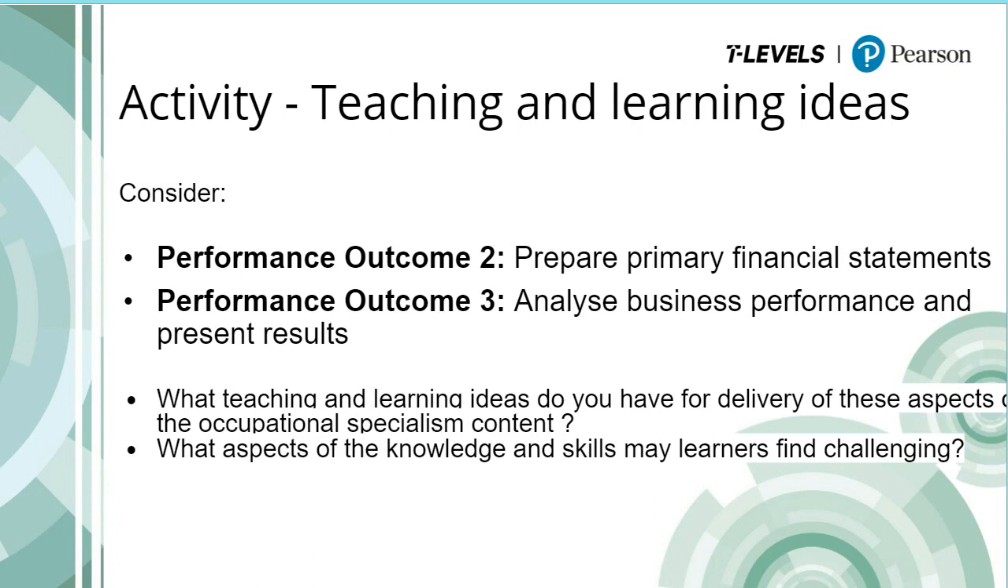So what I'm going to do in a moment is pause my mic again. I will be here in the background reading your comments in the group chat and answering any questions you've got. What I'd like you to do is, with the specification, we've provided you a copy to download if you don't have it already. Familiarise yourselves with outcome 2, prepare primary financial statements. Outcome 3, analyse business performance and present results. Consider the knowledge and skills required. Think about teaching and learning ideas that can help you deliver that occupational specialism content, but also think about the areas where your learners might find challenging.